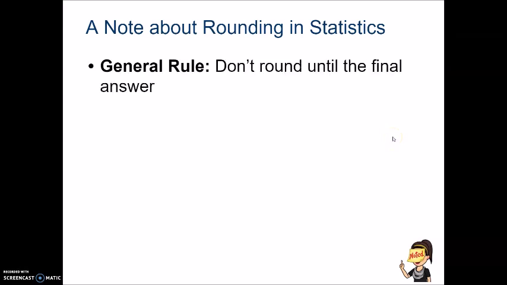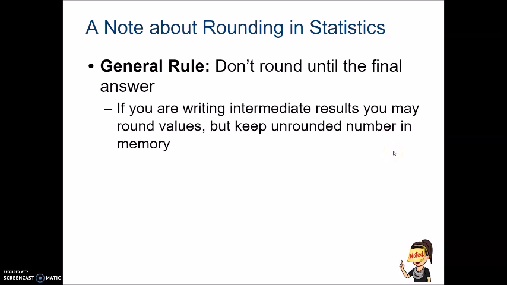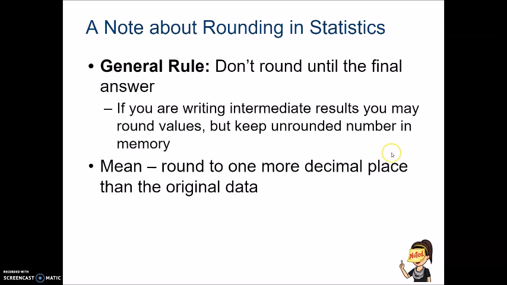Okay, so really quickly though, a note about rounding in statistics. The general rule for this, now I know we've talked about significant digits and everything, but right now when we're working with statistics, you should not do any kind of rounding, cutting off, or significant digiting until your final answer. If you are writing intermediate results, you may round values, but you need to keep the unrounded number in your memory. That means if you're documenting your work and you don't want to write 10 decimal places, that's fine, but make sure you know what those 10 decimal places are so you can keep using them to actually solve the problem. If you round too early, it causes issues.